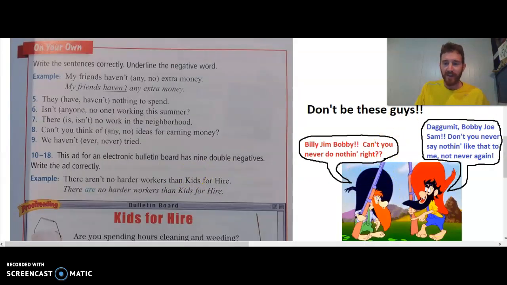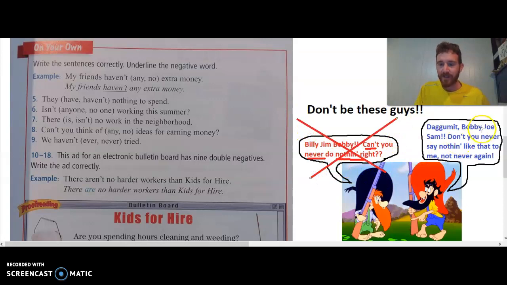Big advice is don't be these guys, right? Again, this is what we might think of when we hear people speak the wrong way. Billy, Jimmy, Bobby, you never do nothing right. There's a lot of negatives in there. We don't want that. We don't want to be like these guys. We have a whole bunch of negatives going in here. We only want one in a sentence. We don't want to speak like this.